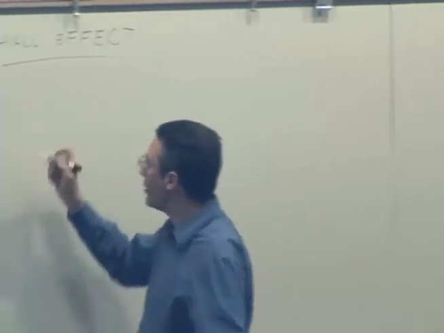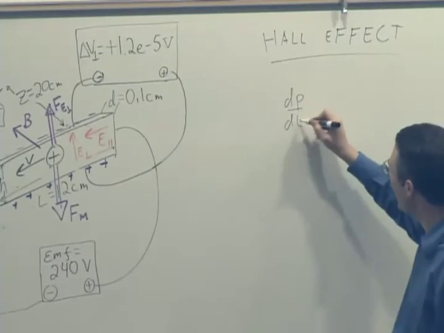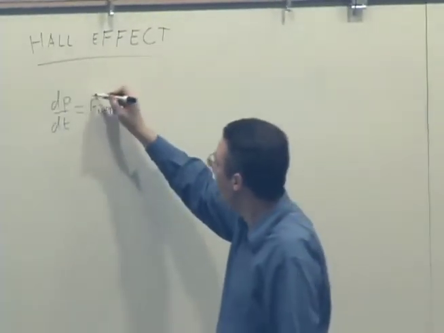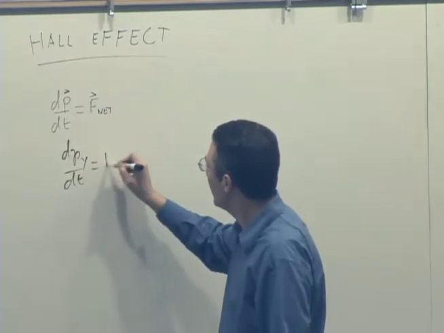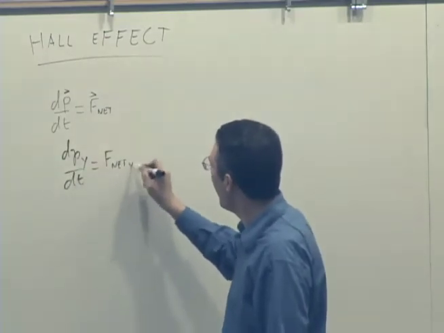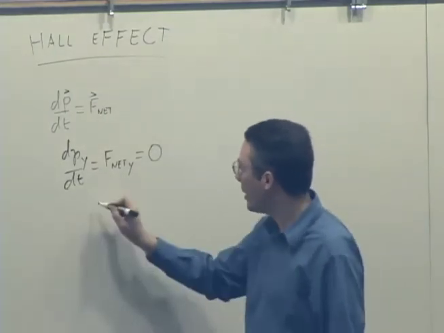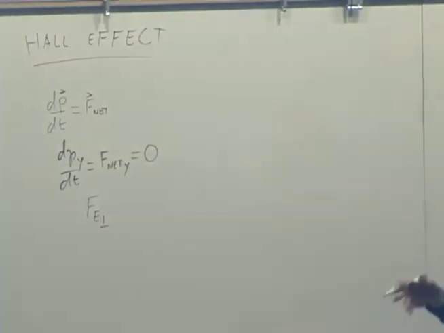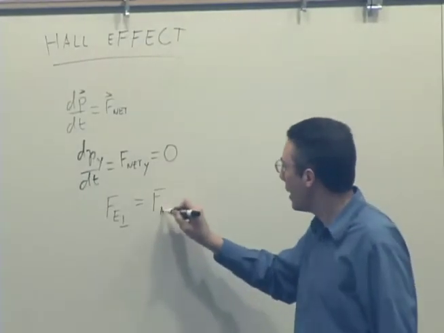The fundamental principle here is essentially Newton's second law, or the momentum principle. Rate of change of momentum is equal to the net force. In the y direction, the perpendicular direction, there is no change in the momentum anymore. There's no acceleration up or down. So the net force is equal to 0. That means the electric force, the perpendicular electric force, be careful between the two electric fields here, is equal to the magnetic force.